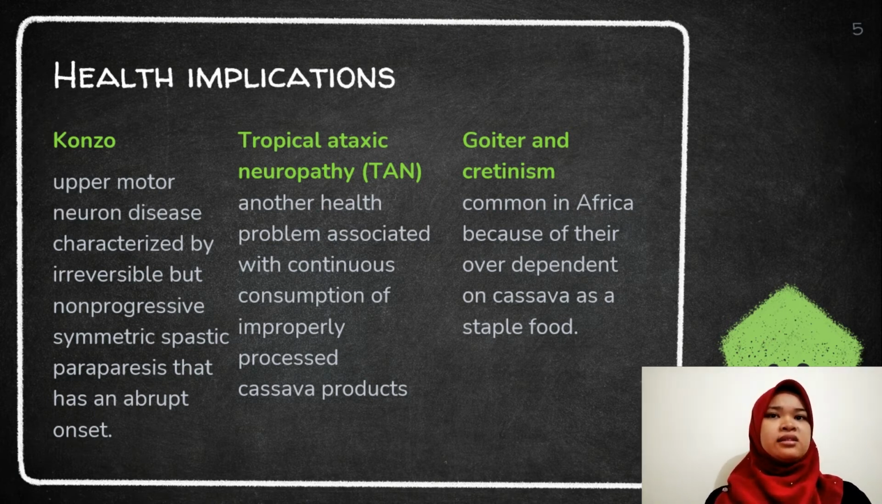Goiter and cretinism. This disease is particularly common in Africa because of their overdependence on cassava as a staple food. The continuous exposure to dietary cyanide from insufficiently processed cassava products aggravates the disease by the interference of thiocyanate with the dietary iodine, thus leading to iodine deficiency.